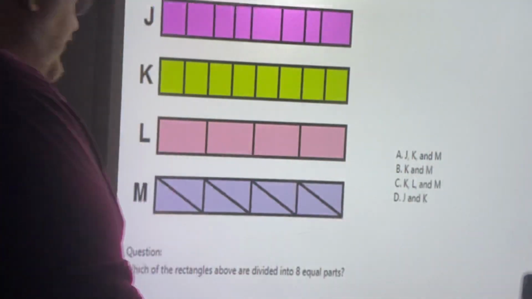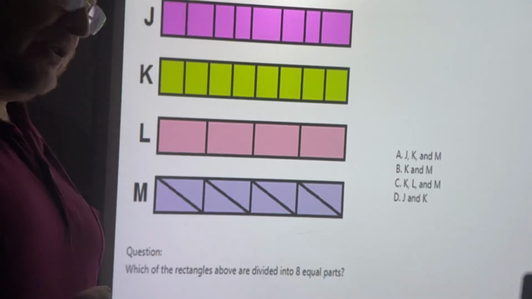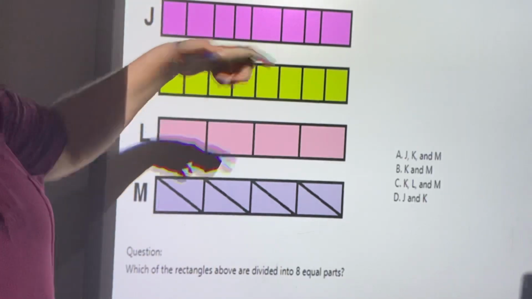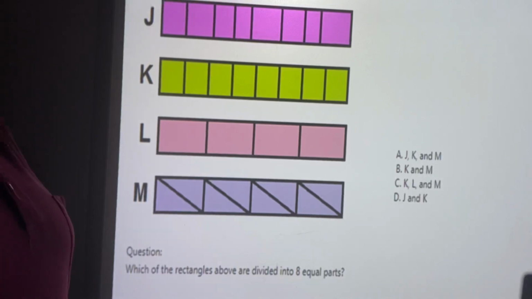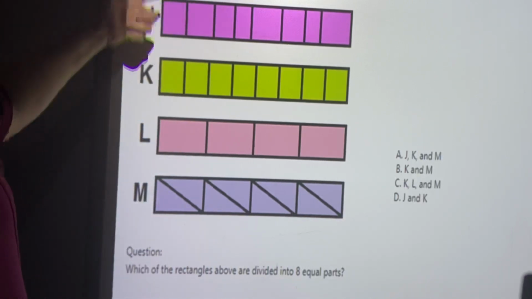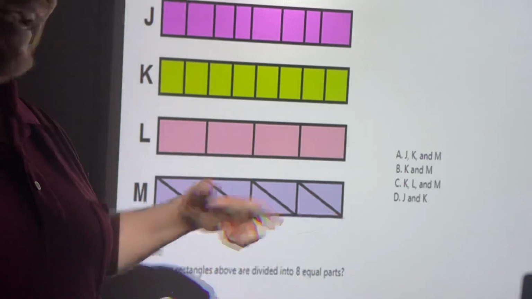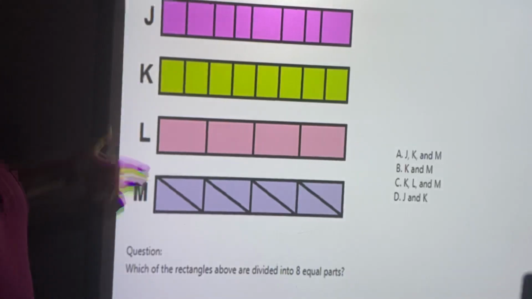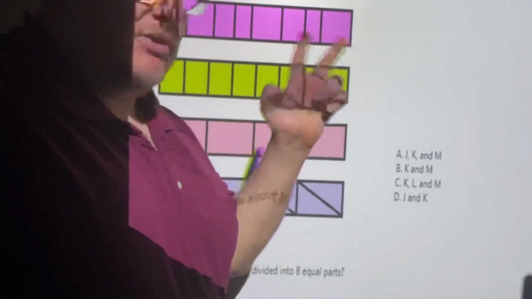All right. This one also tricked people. When you get a problem like this, what I want you to do is look at if the fractions can be divided evenly. Which one is my silly answer? It says, which of the rectangles above are divided into 8 equal parts? Is one of these shapes not divided? And there's always 2 silly answers and 2 good answers.